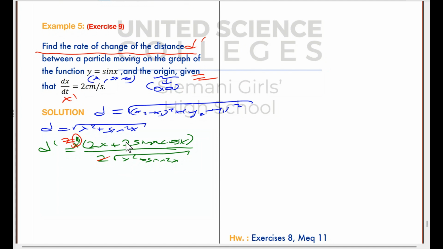We can use an identity for 2 sine x cosine x as sine 2x. So that's equal to 2x plus, in place of 2 sine x cosine x, we can write sine 2x, all over square root of x squared plus sine squared x. All right, this is the final answer.